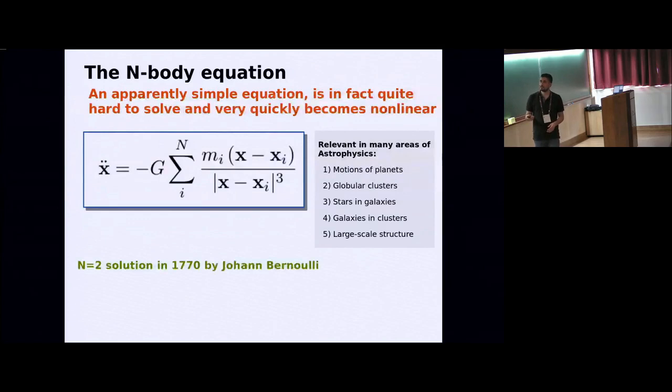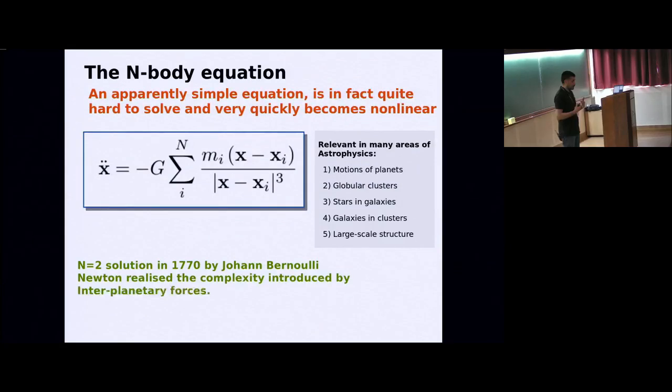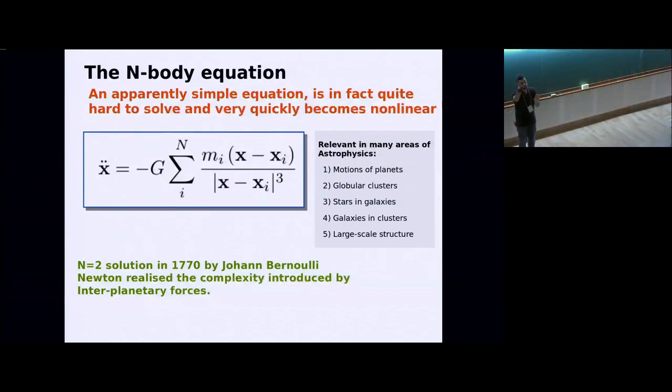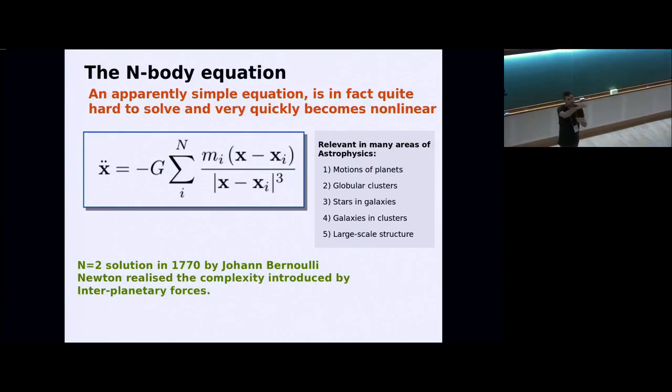Right, so it's a very interesting equation, actually. The case of n equals 2, so the evolution of two particles evolving under their self forces, was already solved in 1770 by Johann Bernoulli, and then you very quickly realize, actually Newton realized already when trying to explain the movements of planets, that it's very complex, because now, for instance, to explain the movement of the Earth around the Sun, you not only care about the mass of the Earth and the mass of the Sun, but you also need to account for the impact of every other planet, right?